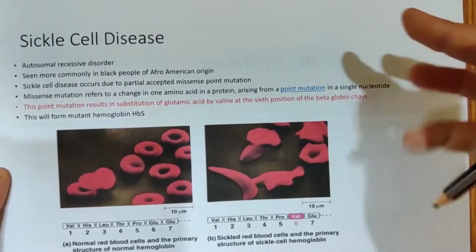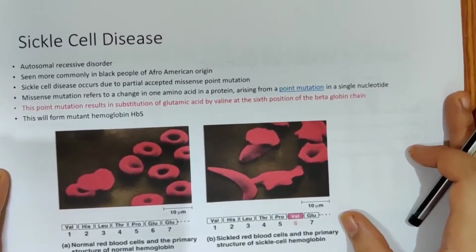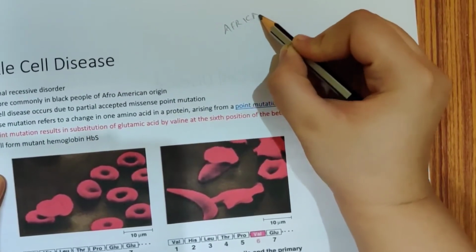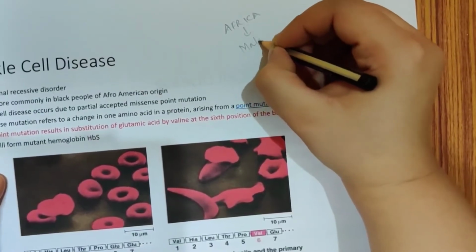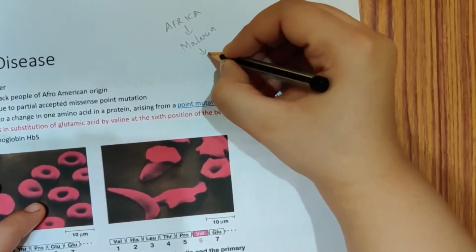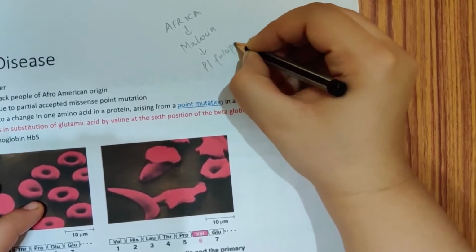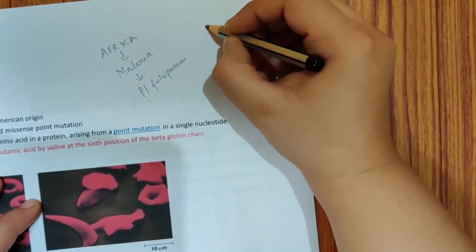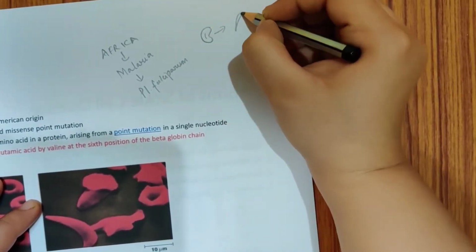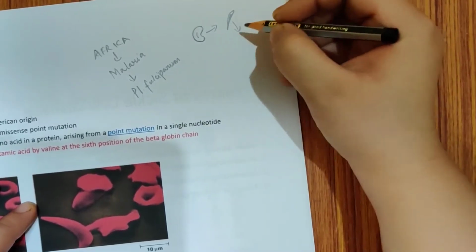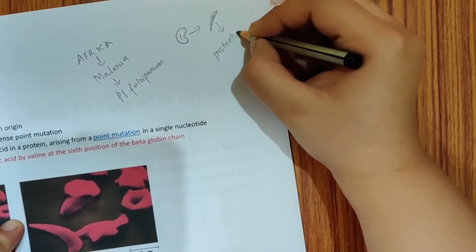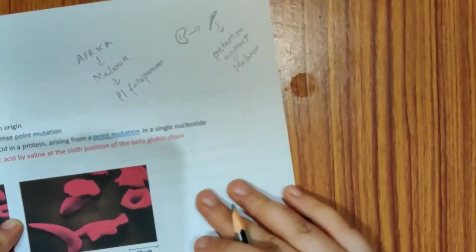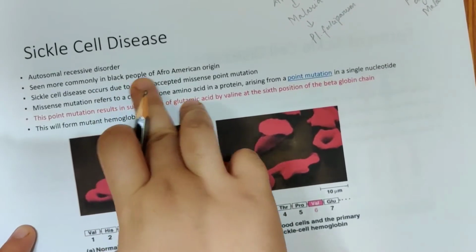Now sickle cell disease is a very old disease. If you go back to evolution, in Africa you used to have a lot of malaria. Malaria is caused by Plasmodium falciparum. A lot of people were suffering from malaria. So by evolution, the normal RBCs became sickle cell RBCs. These sickle cell RBCs were protection against malaria. So by evolution, this change has occurred. So this is mostly seen in Africa, in black people of Afro-American origin.